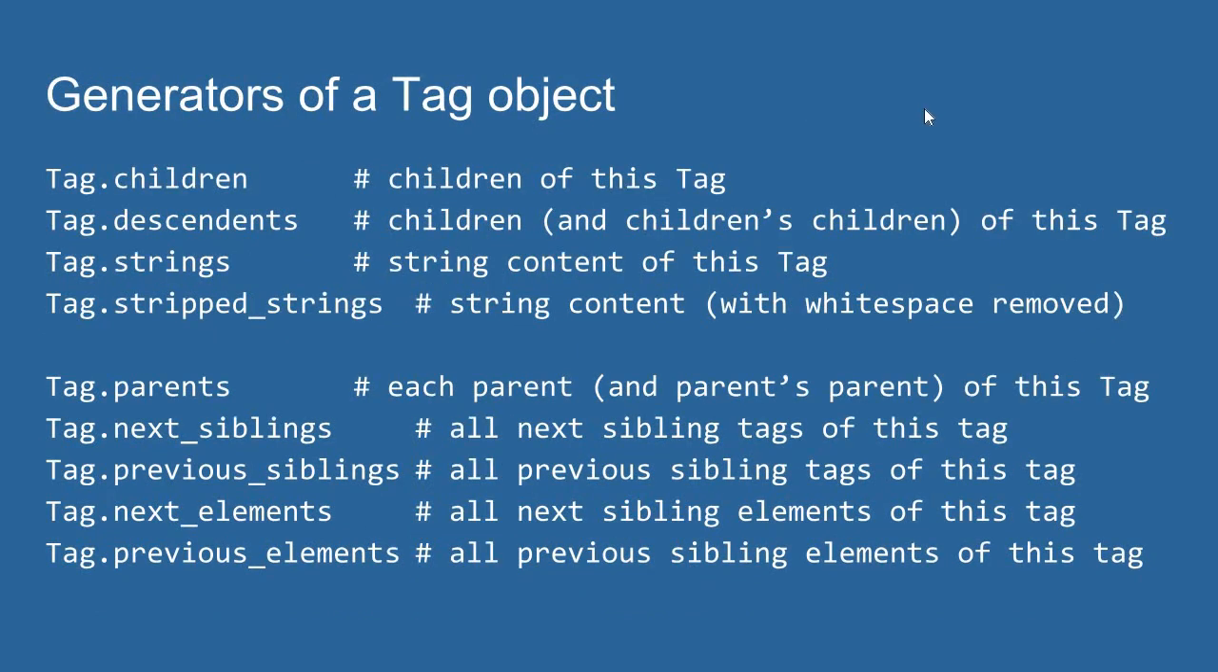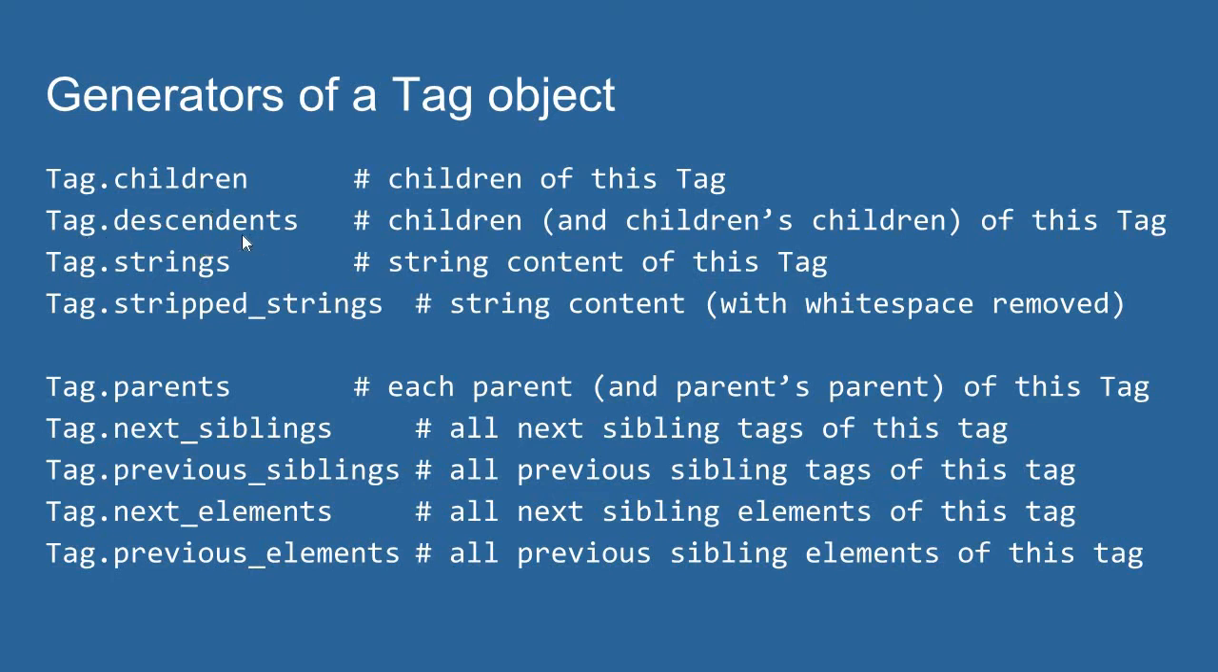There are also these things called generators that we can use. Generators are useful if I want to set up a loop to iterate through a bunch of elements of a type. So what does that mean? Well, tag.children is a generator. I could use it in a loop such as for child in tag.children, and then I could loop through each of the child tags in this tag.